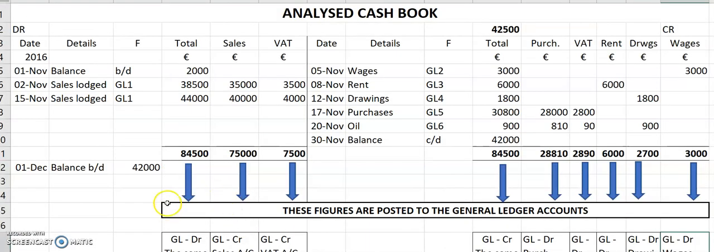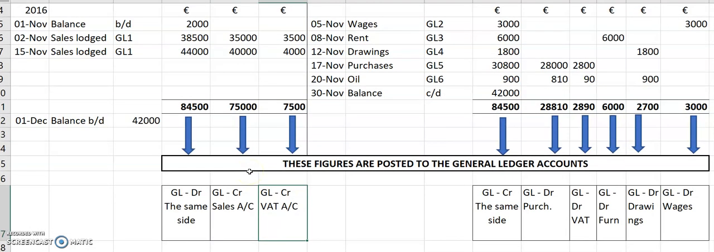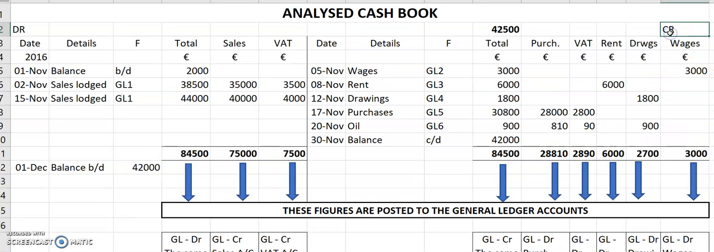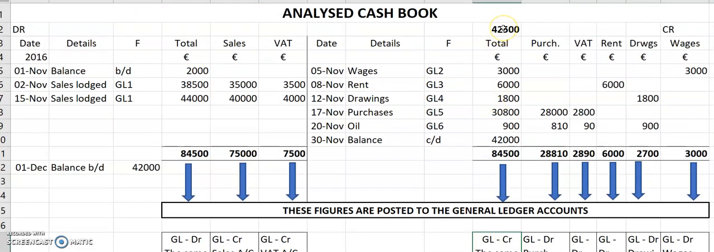Okay, so I hope that's clear. Keep it on the same side for the main figure, the total figure, and all the others on the opposite side, credit, in their own accounts. Let's go over the other side then. So we have the credit side, the payment side. Keep it to the same sides. The total figure there, oh, it's not this one here now because that's just the balancing total.